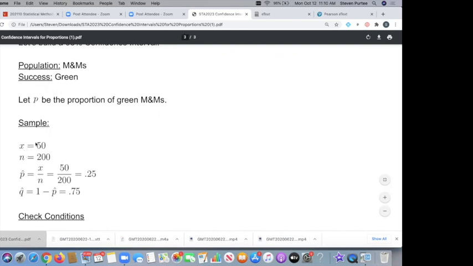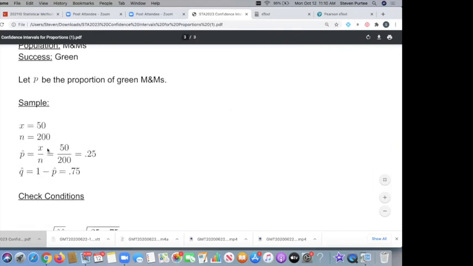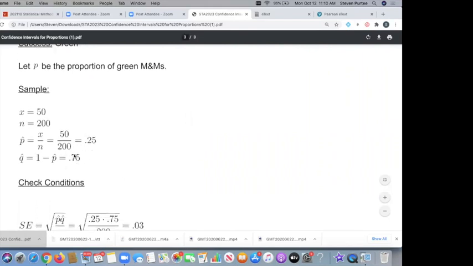Okay, so we have a sample. In that sample, there were 50 actual green M&Ms. So X is the number of successes in the sample. It's not a percentage. N is the sample size. Then our success rate is just 50 out of 200. P hat is always X divided by N. So we have a 25% sample success rate. 25% of the sampled M&Ms were green. 75% failed at being green.